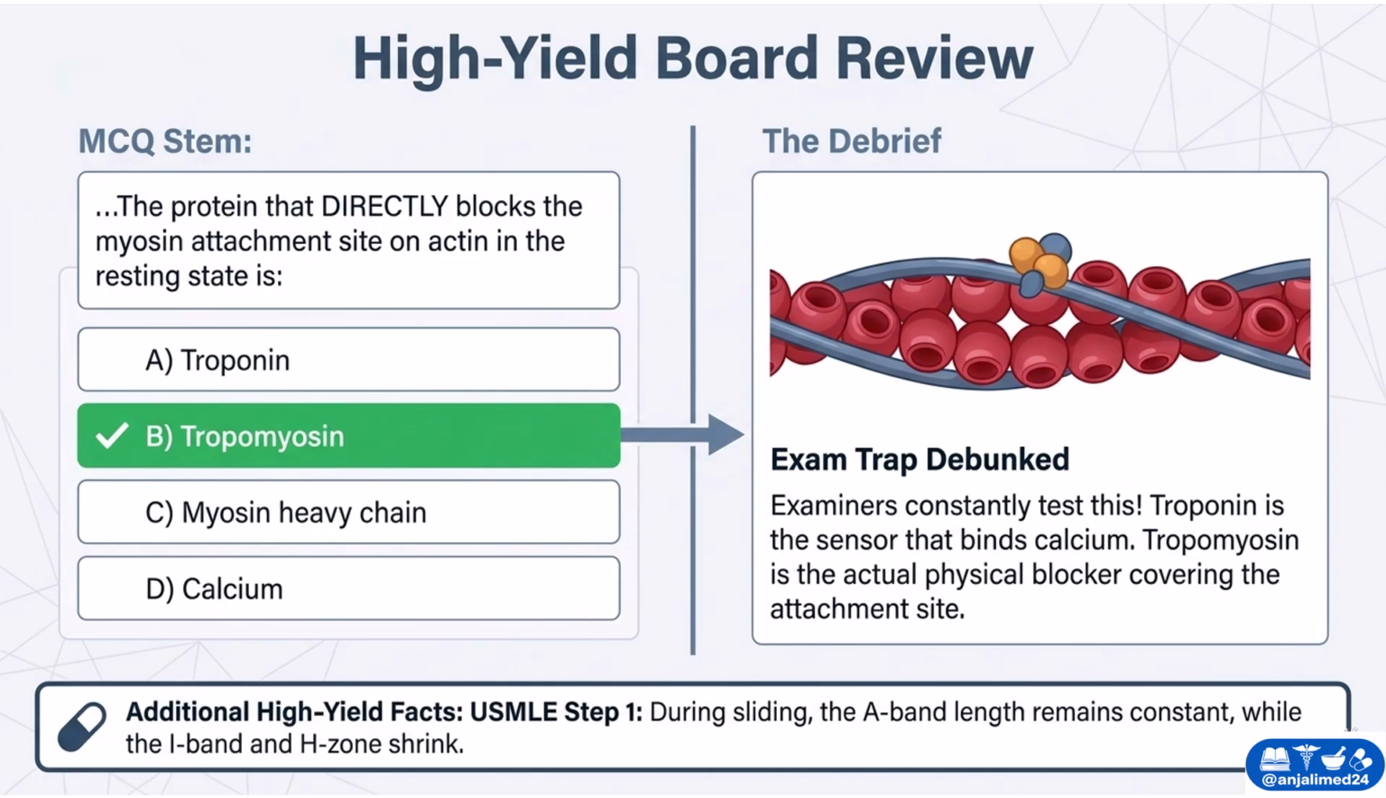This concept is frequently tested in physiological practicals and competitive exams. So remember the golden rule: A band stays the same, I band and H zone decrease during contraction. And with that, we complete the molecular physiology of muscle contraction. From neural stimulation to calcium signaling to cross-bridge cycling, clinical pathology and board review integration. Understanding these mechanisms does not just help in exams, it helps in real clinical disease at the molecular level.